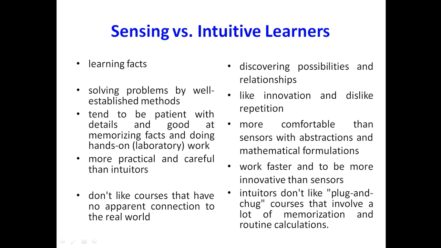Whereas intuitors, or intuitive learners, try to discover the possibilities or relationships. They don't like repetition. They are comfortable with abstract learning of abstract concepts and mathematical formulation. They work faster and they are more innovative as compared to the sensing learners. Intuitors would like the content which provides them flexibility to think beyond. That means they are not bound by factual information or memorization of definitions, rules and formulas.